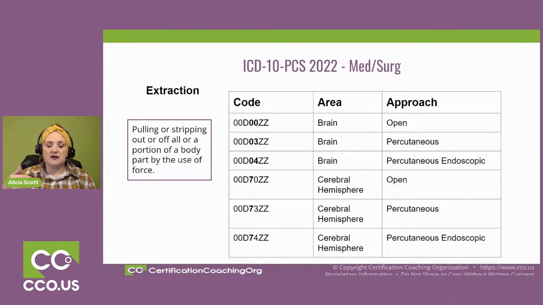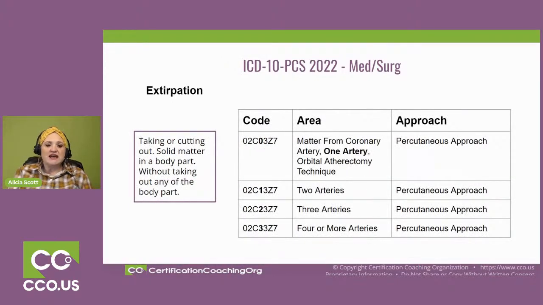So the 0, 0, 0 stands for brain, 7, 7, 7 is cerebral hemisphere each time, and then that next character is the approach. Okay. Let's look at what we've got next.